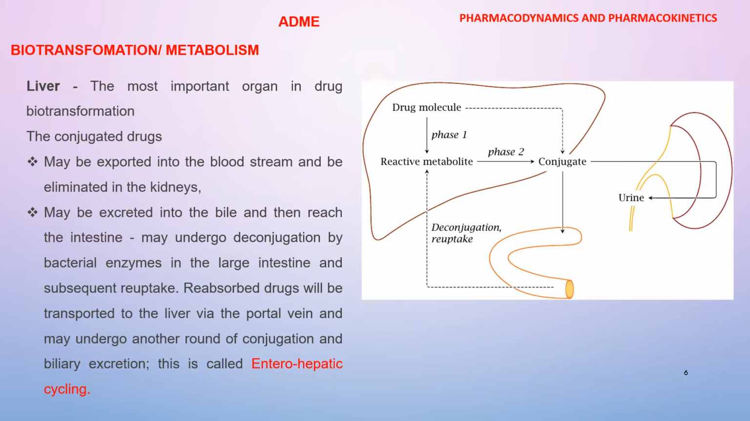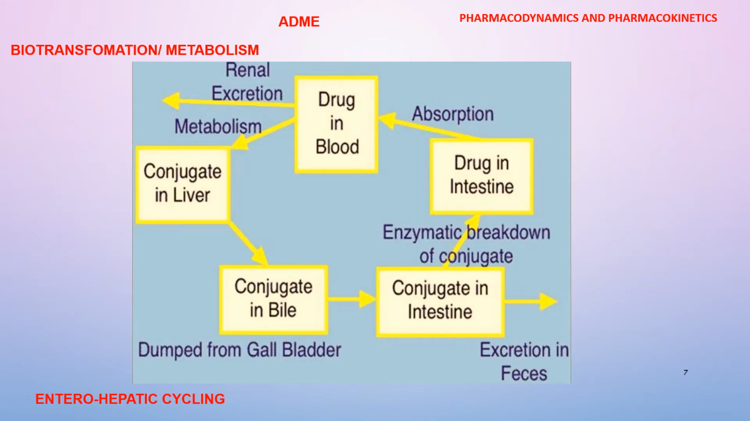This is again transported to the liver via the portal system and undergoes another round of conjugation and biliary excretion, as shown in the adjacent figure. This process is known as enterohepatic cycling. I had mentioned this phenomenon while explaining first pass clearance in my earlier session. The figure here summarizes the enterohepatic cycling.